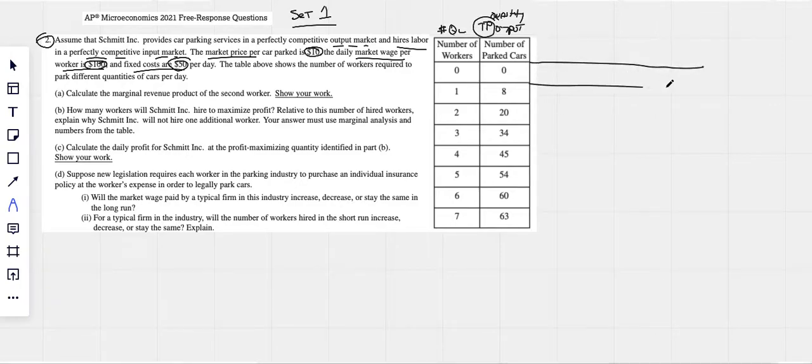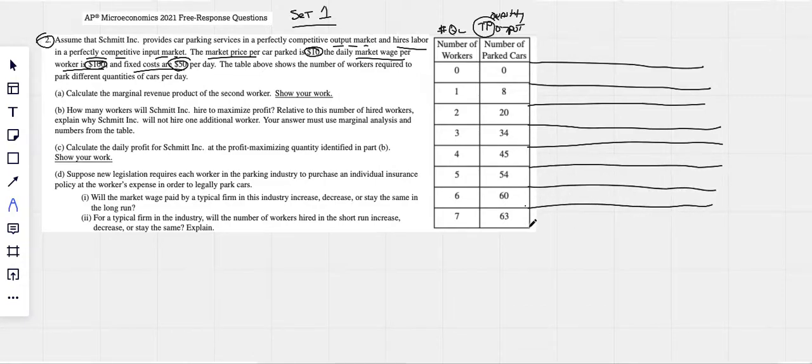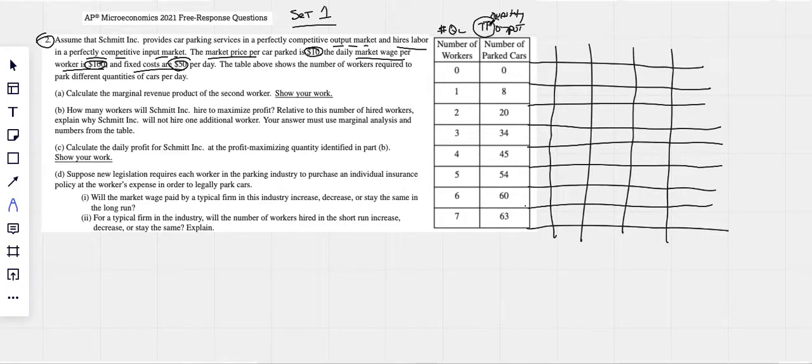Anytime they give you total product, you can pretty much be sure that you're going to have to find marginal product. If they give you total revenue, you're going to have to find marginal revenue. If they give you total utility, you're going to have to find marginal utility. You just have to know it. We're going to see it a lot. Understand when they give us total product, we're going to have to find marginal product.